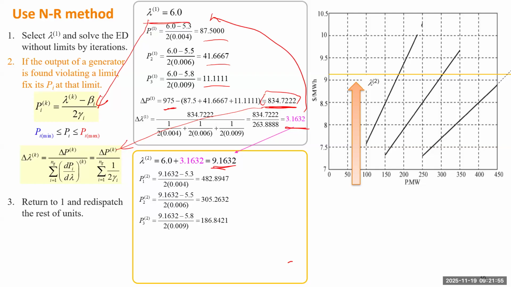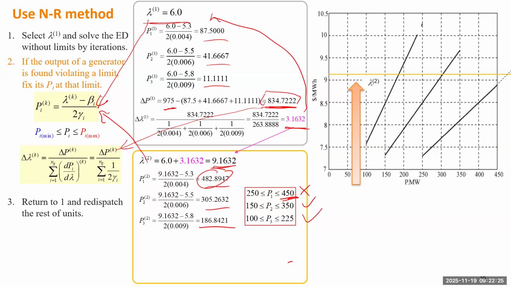Then you plug this new lambda into the first formula again. You have 3 values for the generator output. So you compare those outputs to the limits. The first unit is not okay because this value is over the upper limit. So this one does not pass, but the second and third are fine. They stay within the limit. So this means we need to change the output for unit 1 to be at exactly the limit, so it is just valid.